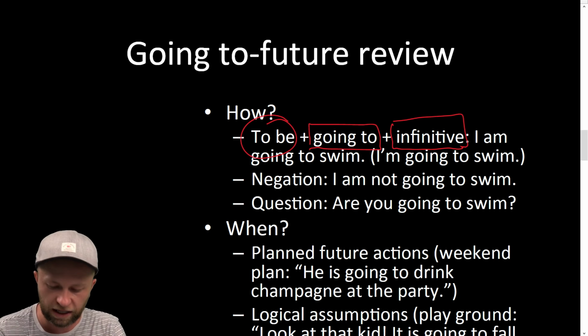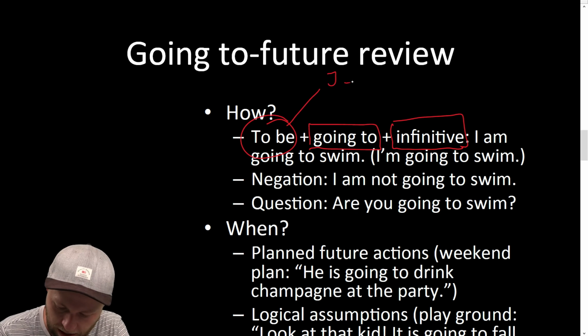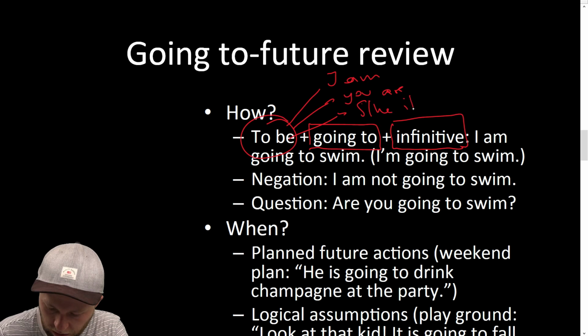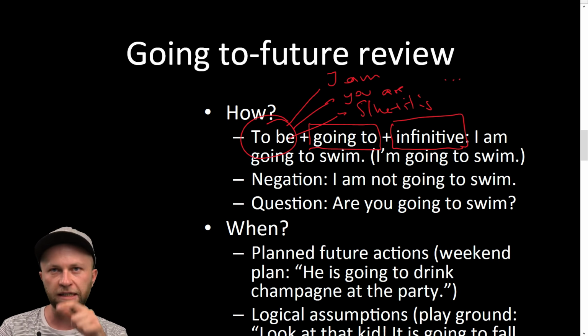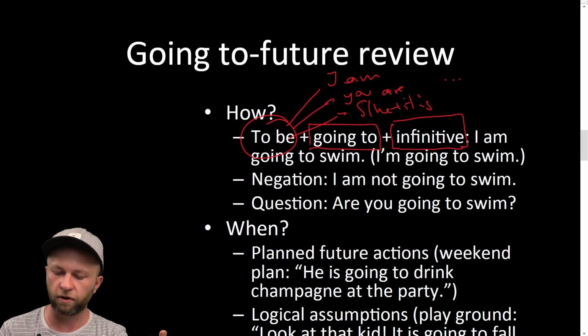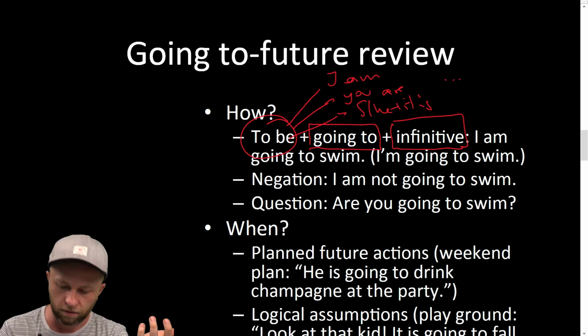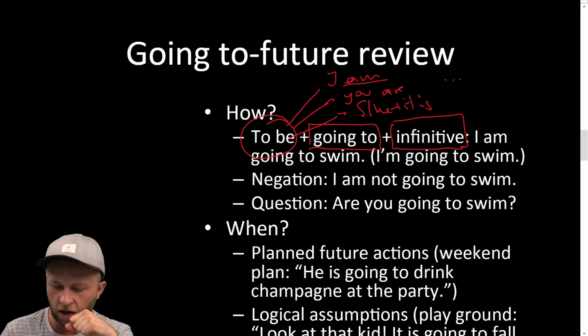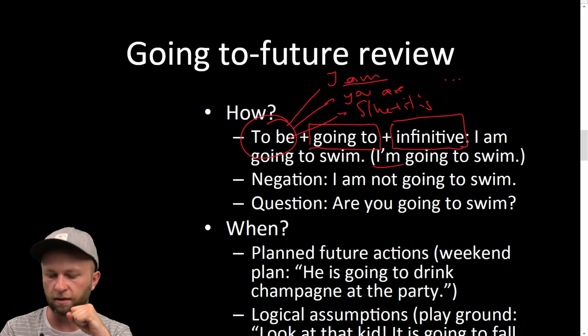So, what is that? That is, I am, you are, let's put it like this, she and it is, and so on and so forth. So that form you need, depending on what kind of pronoun, what person you use. For example, I am, because it's there, going to swim. Or the short form, I'm going to swim, for example.